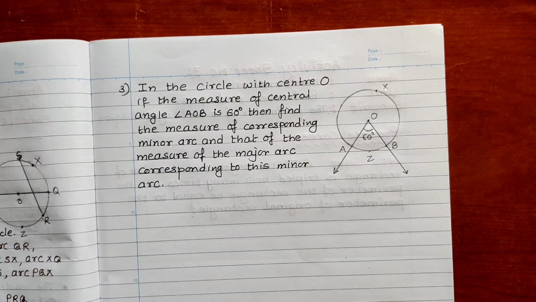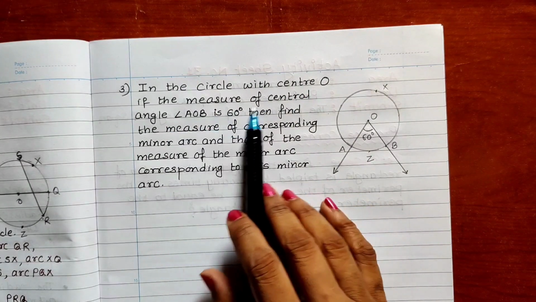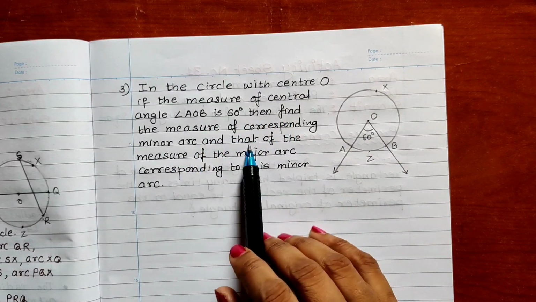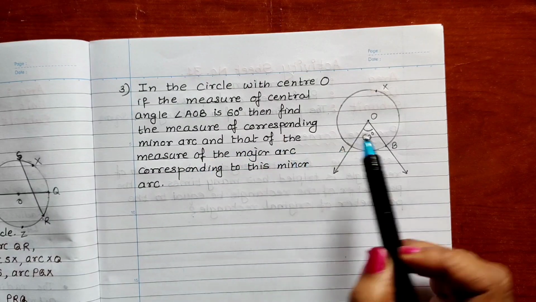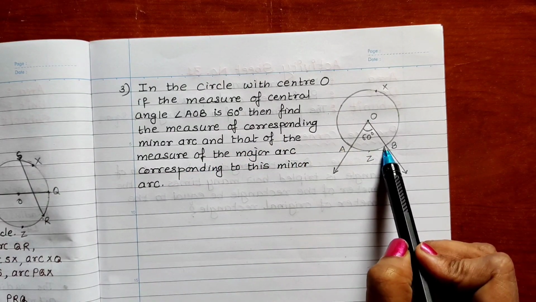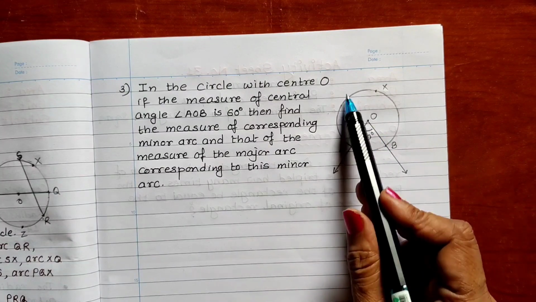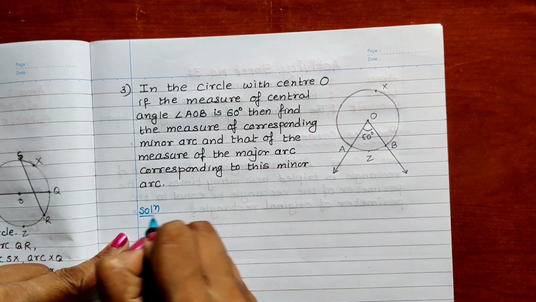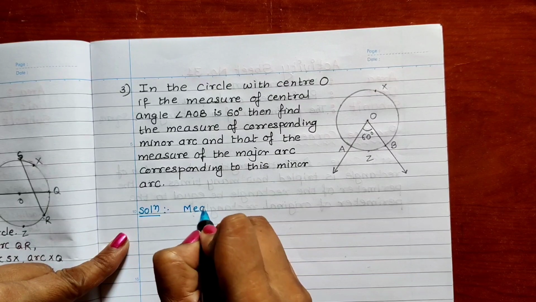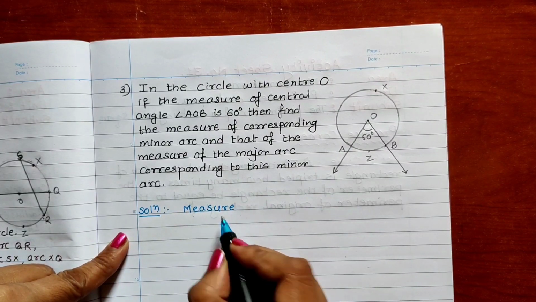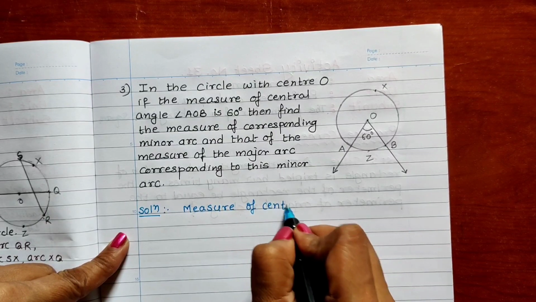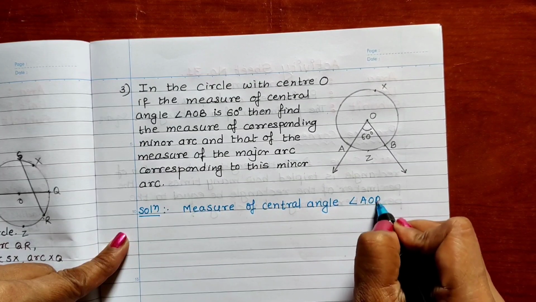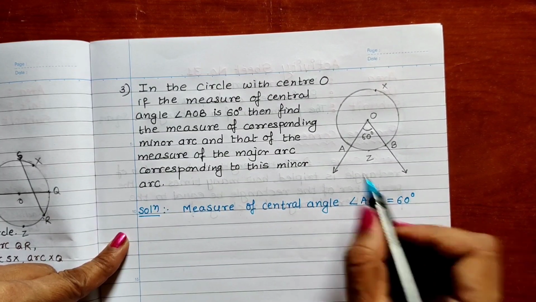Now what is the question? In the circle with center O, the measure of central angle AOB is 60 degrees. Find the measure of the corresponding minor arc and that of the major arc. We have to find the measure of this corresponding minor arc from this central angle, and then we have to find the measure of this major arc. Okay, so let us find out. Solution. Measure of central angle AOB is equal to 60 degrees. Okay, this is 60 degrees, given.